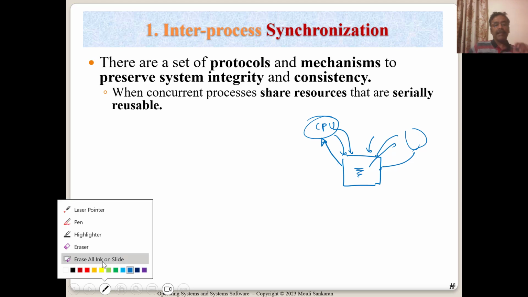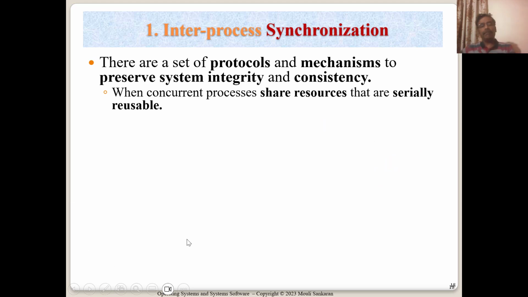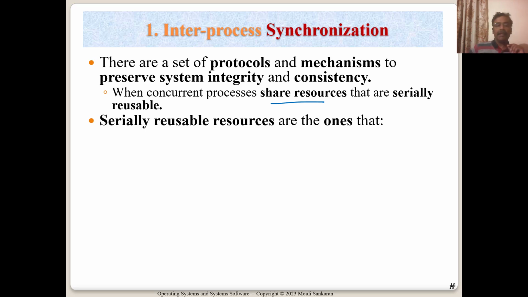So we need to have a mechanism where synchronization is achieved and only one process does the job at a time. This is a good example of interprocess synchronization when concurrent processes share resources. When I say resources, it could be a database, or hardware like a printer, or even a small linked list update, which should happen one process at a time. So it is serially reusable. That means you can keep adding nodes to a doubly linked list, but only one node should be added at a time.